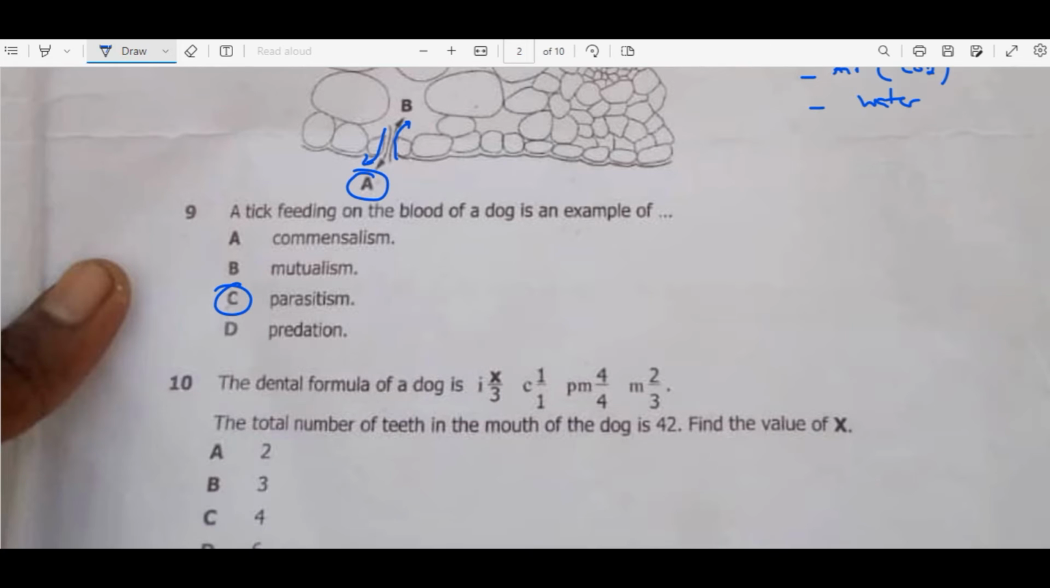So find the value of X. If the total number of teeth in a dog is 42, we have to find a number such that when we add and multiply, the total should be equal to 42. On top there is X and below there is 3. Which one can help us to identify? We have the canines, they are 1, 1, and obviously the incisors, they are 3. So there must be a 3. So the answer there is B.